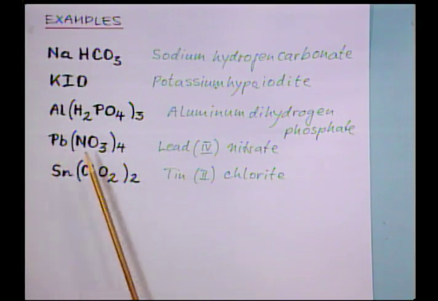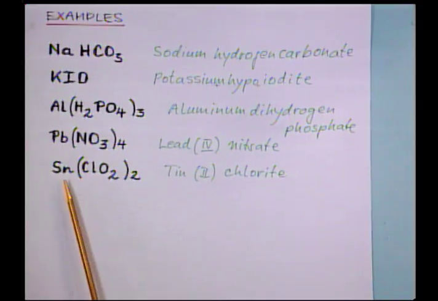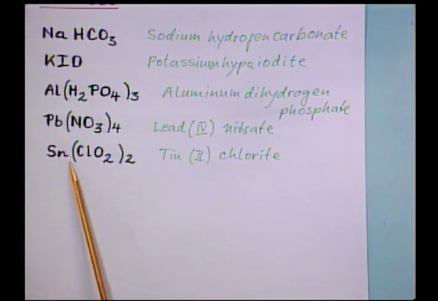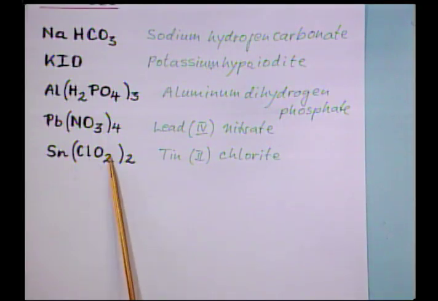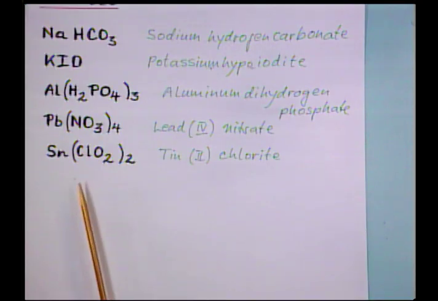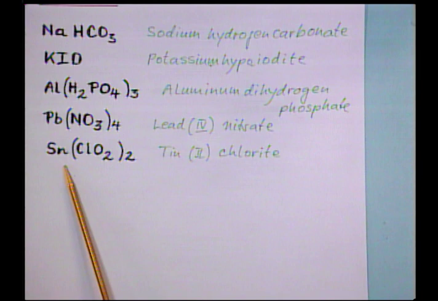Then we have lead nitrate. According to the Stock system, this would be lead(IV) nitrate. And here we have tin(II) chloride. Remember, the normal one was chlorate, ClO3. Just remember the normal types. It can have maybe sometimes 3 oxygens or 4 oxygens. So these you just have to memorize, and then you can just take oxygens away or add on, and the names will be then accordingly. So this is tin(II) chloride.